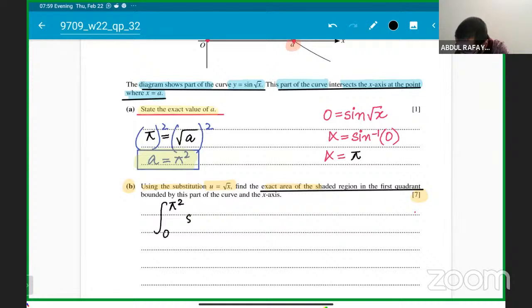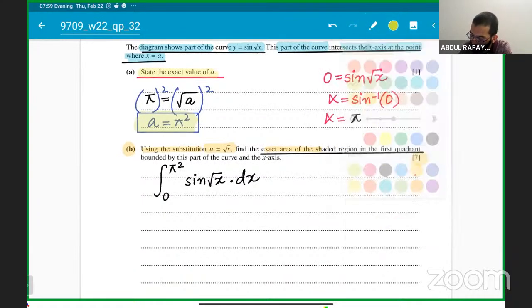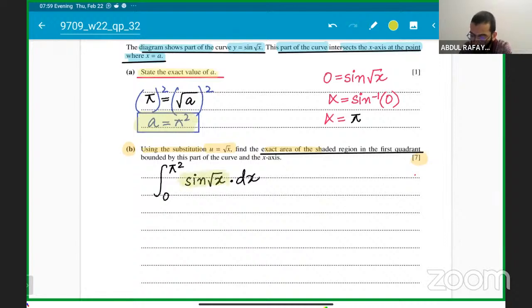And the curve that we have to integrate is sine square root x times dx. Is everyone getting it? We have to integrate, sir, 0 till pi square, that is sine square root x times dx. And we have to solve this. Is everyone getting it clear? Now, students, what we need to understand, it's very simple, common logic. Sir, you can't solve this directly, right? We can't integrate this directly.